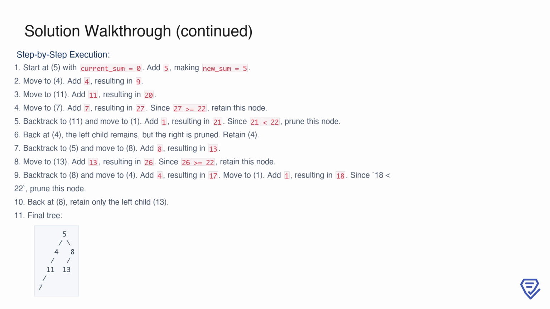Back at node 8, we now move to the right child, node 4. Adding 4 to the sum gives 17, and moving further down to its right child, node 1, gives a sum of 18. Since 18 is less than the limit, we prune this node. At node 8, only the left child, node 13, is retained.